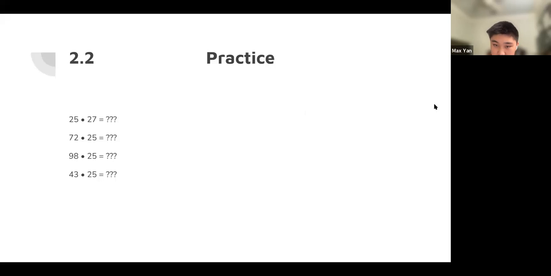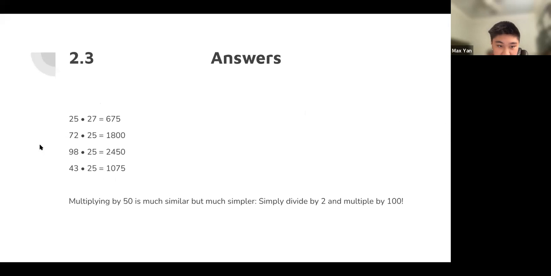All right, we're going to look at the answers. 675, 1800, 2450, 1075. And multiplying by 50 is similar but much simpler. You can divide by 2 and then multiply by 100. So something like 48 times 50 would just be 2400.